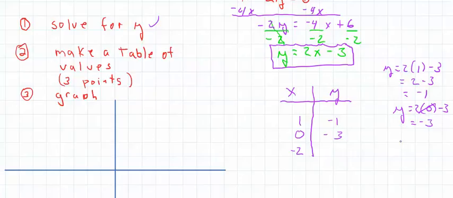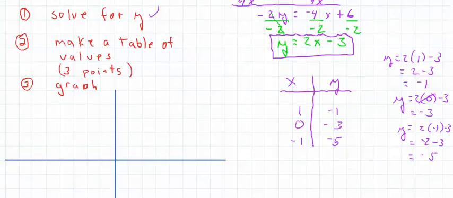And then y equals, let's change the negative 2 to a negative 1, otherwise I'll be off my graph. 2 times negative 1 minus 3, negative 2 minus 3, or y equals negative 5.